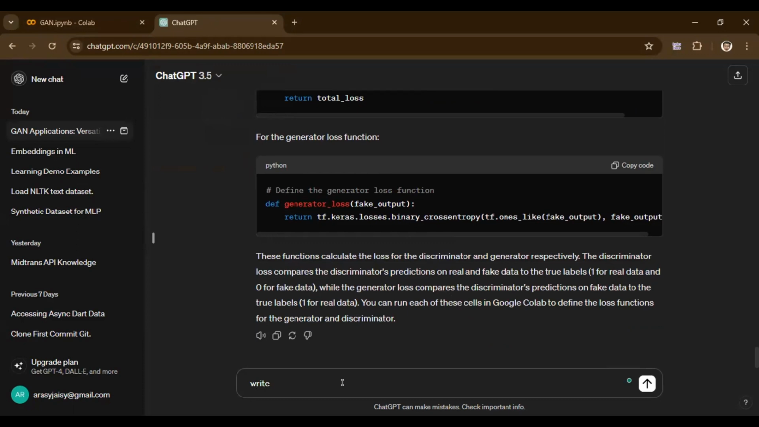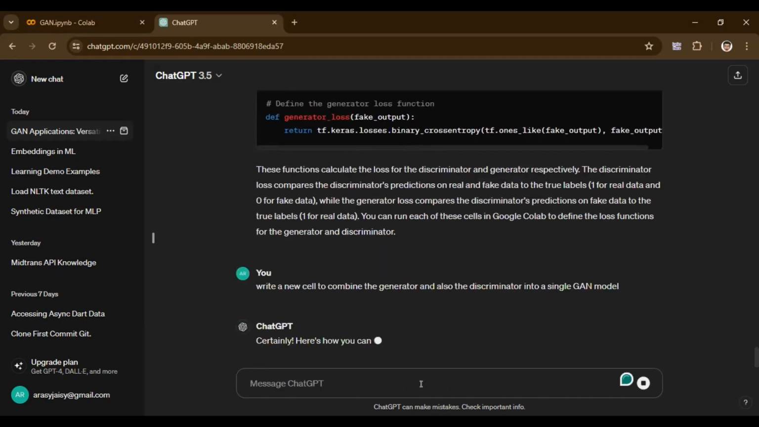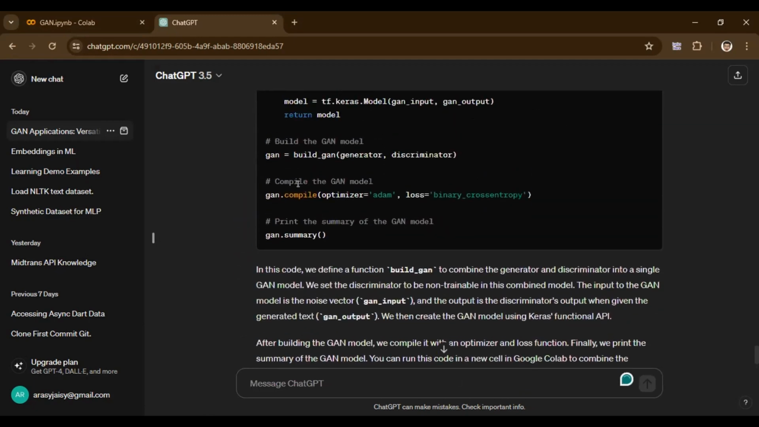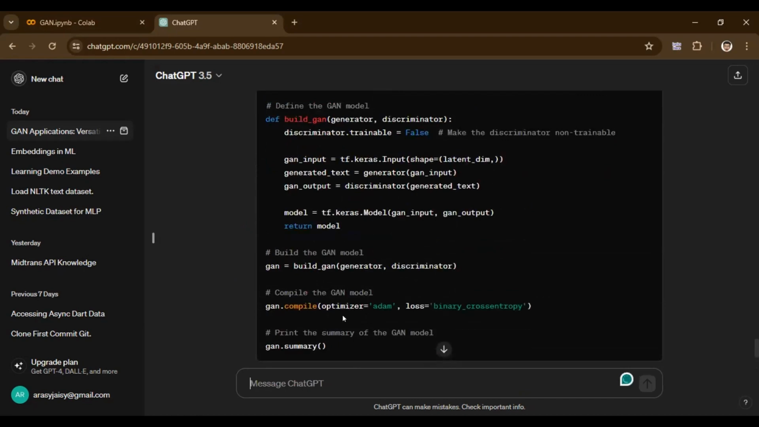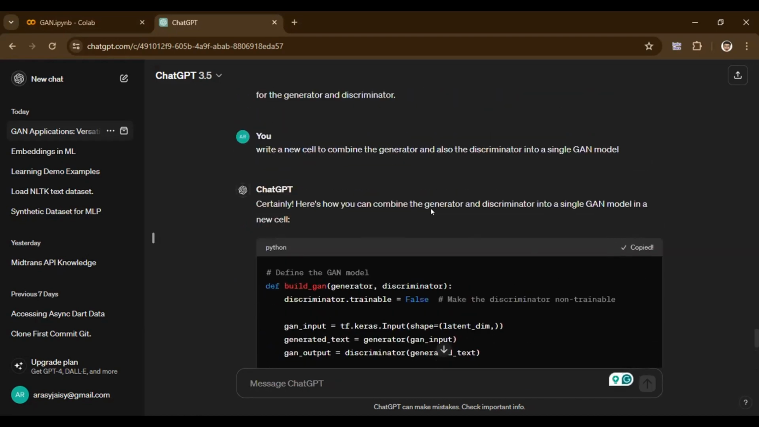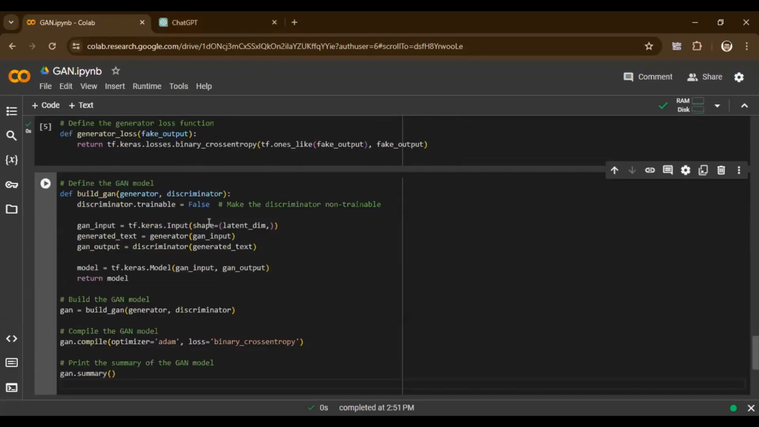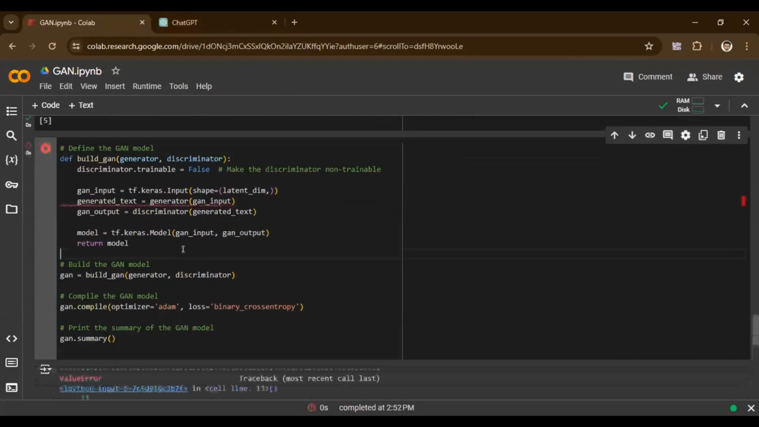I'll ask ChatGPT to write a new cell, as always, to combine the generator and also the discriminator into a single GAN model. Okay, they are compiling a new GAN model. They're specifying the optimizer, which is Adam. Let's see if we can copy this code and if it compiles correctly.